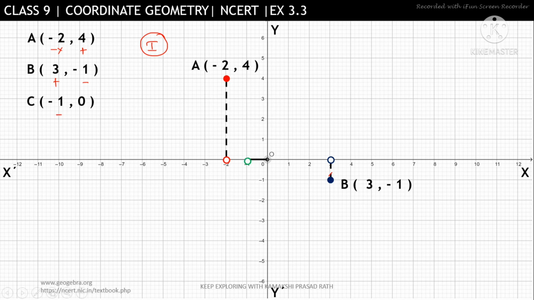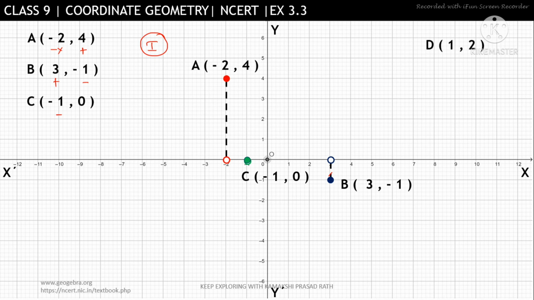That means there is no sign. There is no movement. So here, neither towards positive y nor towards negative y, it will lie on the negative x-axis. So this point is C (-1, 0). There is no y coordinate, that means there is no movement towards the positive or the negative. Next one, D.